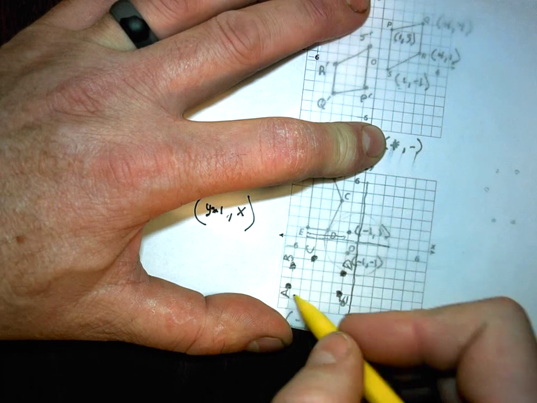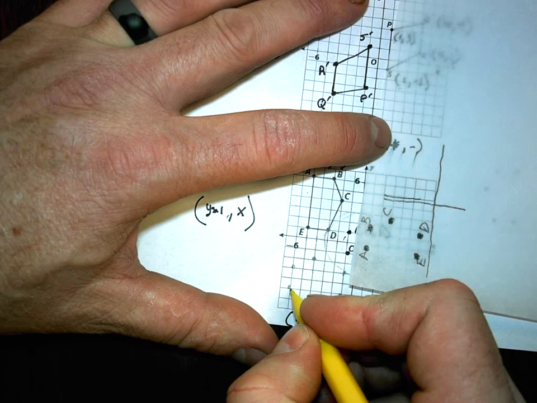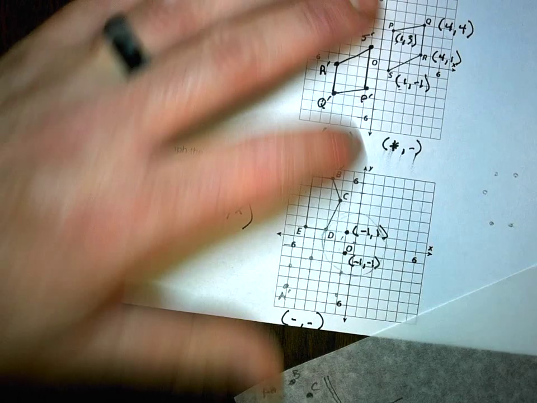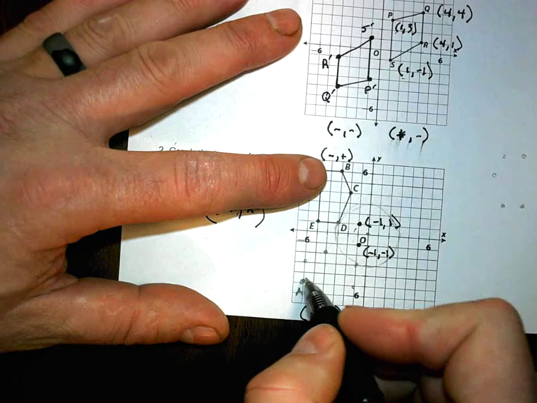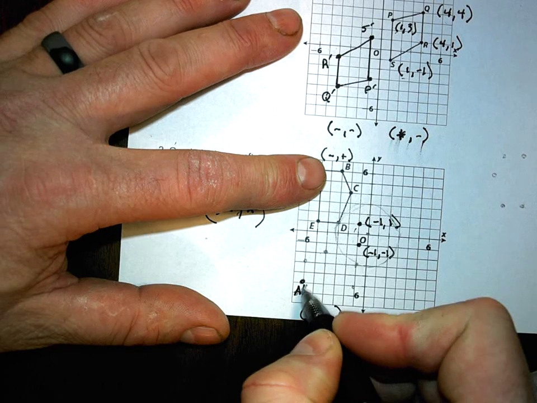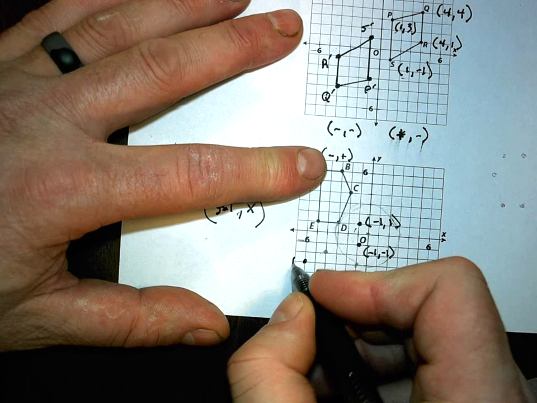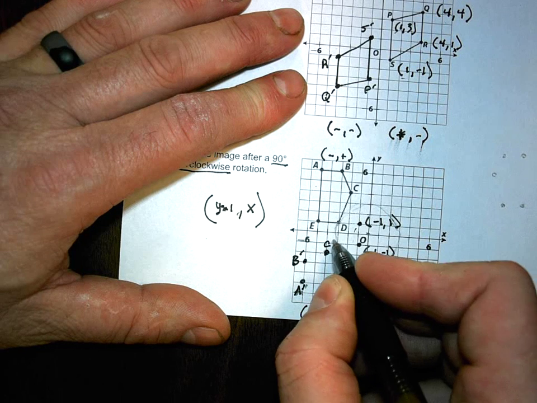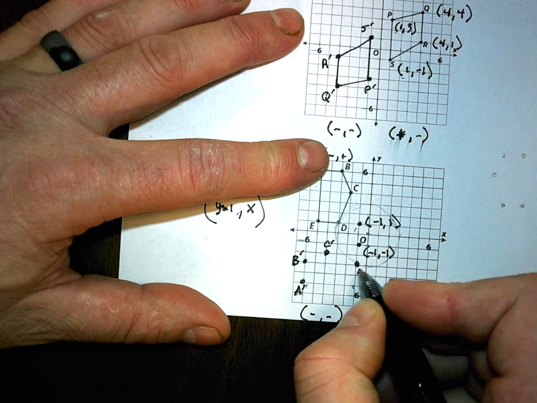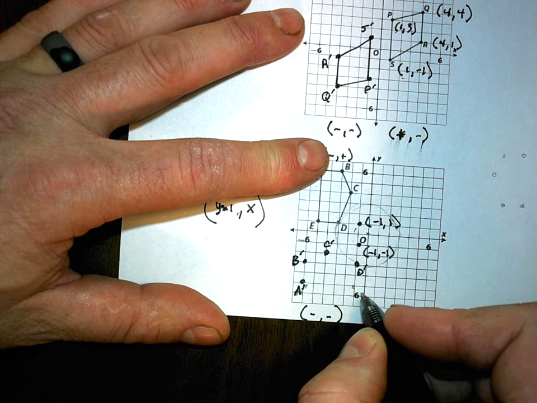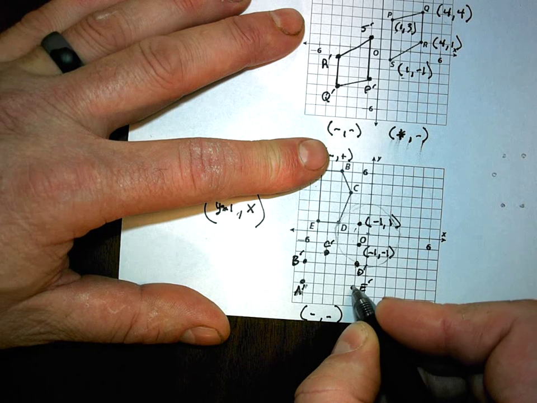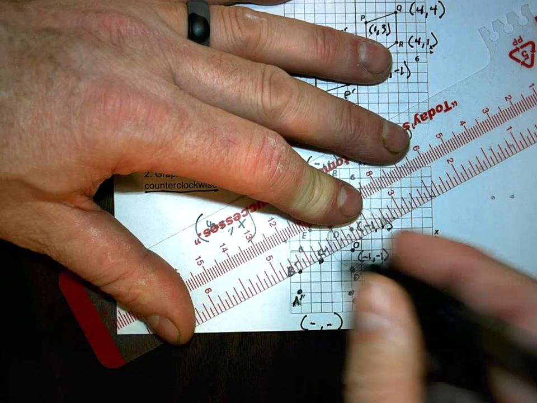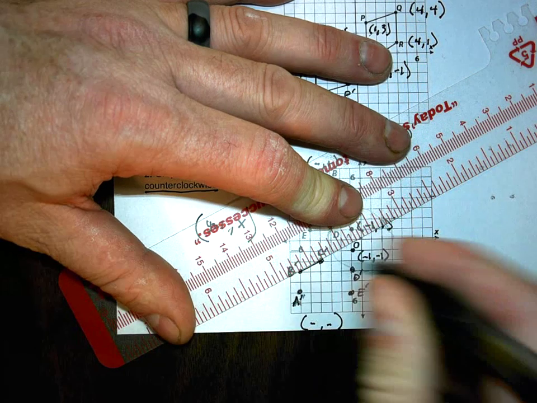Remember that this is point A. So down here, this is point A apostrophe. So this point is point A apostrophe, B apostrophe, C apostrophe, D apostrophe, and E apostrophe. Then I connect my lines. Connect the dots.